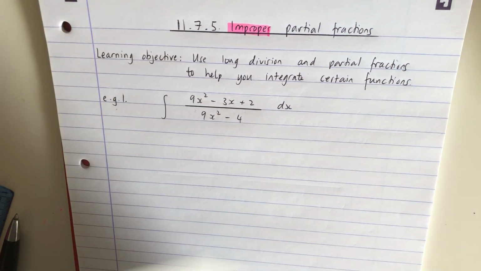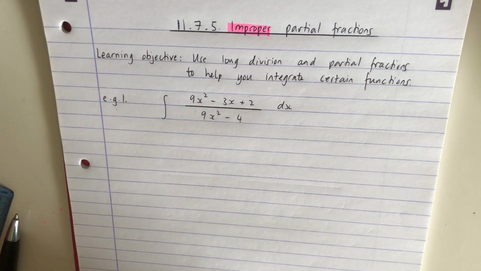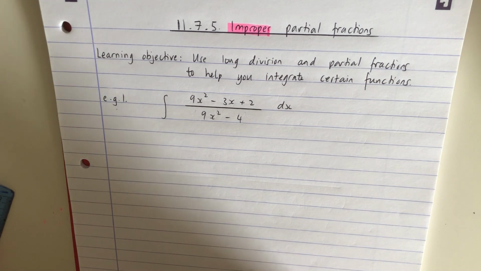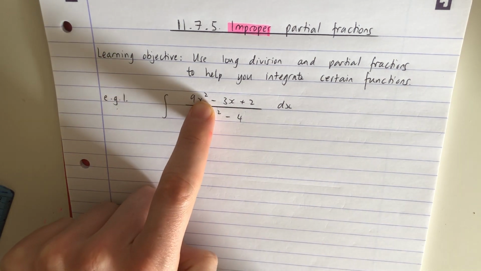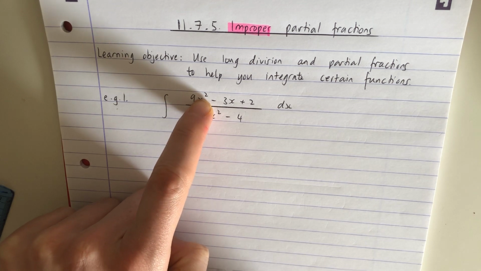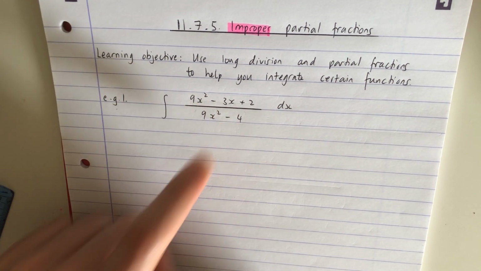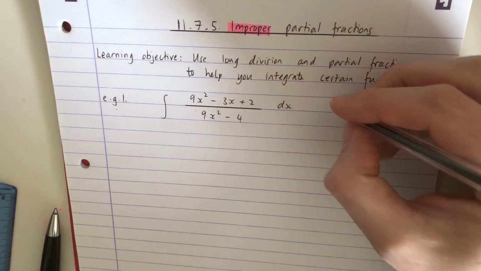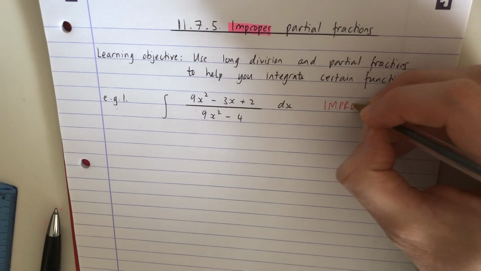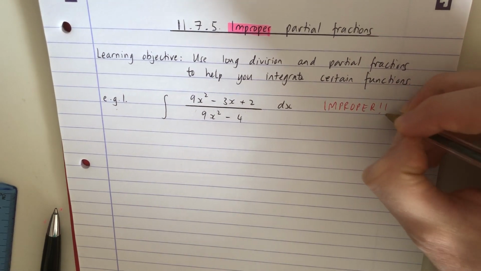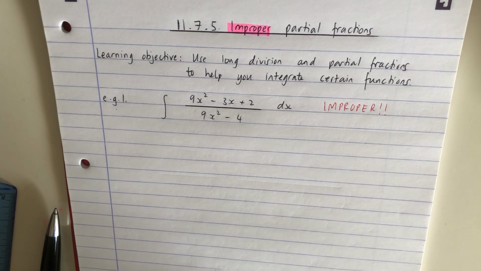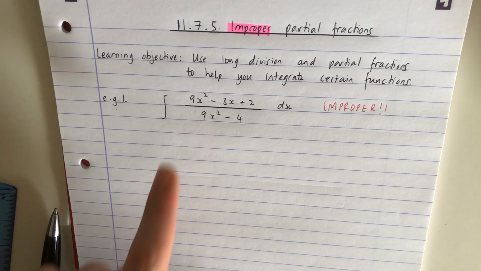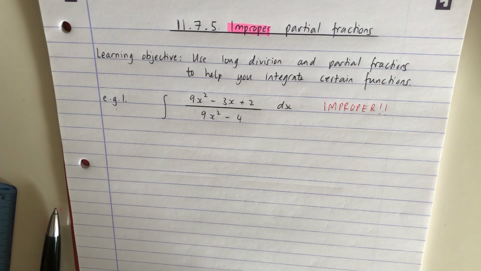So the question for today is this one. We're going to integrate this fraction, and again this is improper because the highest power on the numerator is 2, highest power on the denominator is 2, therefore this is an improper partial fraction. Now in an exam, to be fair, they probably would give you a clue by giving you a part A and asking you to write this fraction into a quotient and fractions as well.